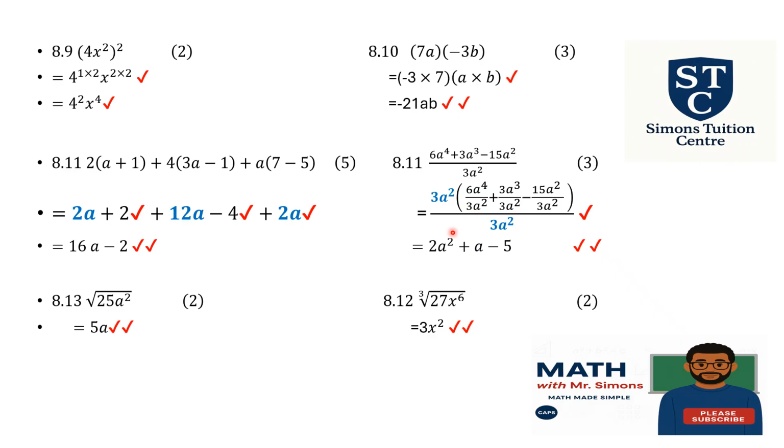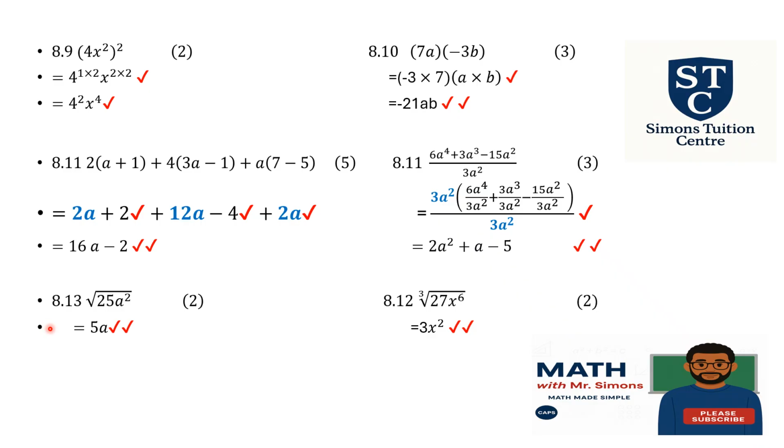6 divided by 3 gives me 2. a4 divided by a2, 4 minus 2 gives me 2, so a squared. 3 divided by 3 is 1. a3 divided by a2 gives me a. Negative 15 divided by 3, negative 5. a squared and a squared cancels. And there 3a squared and 3a squared cancels. So that is my final answer. 1 for common factor and 2 marks for the correct final answer.